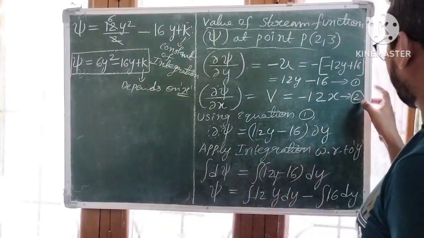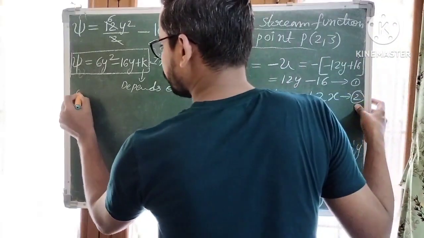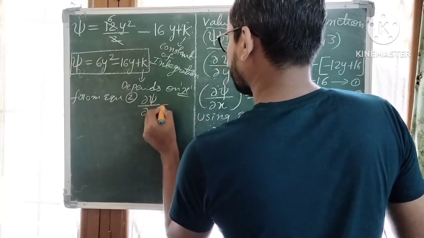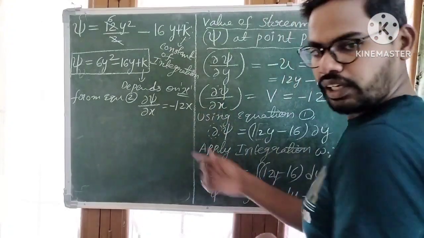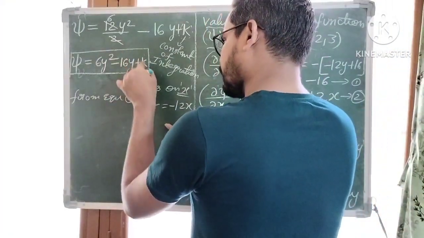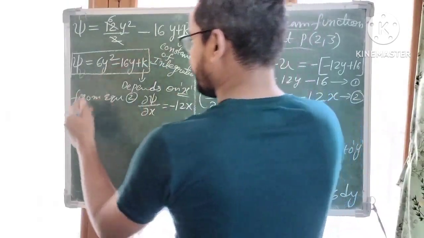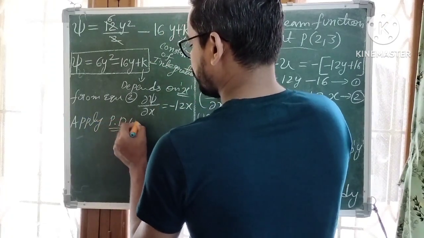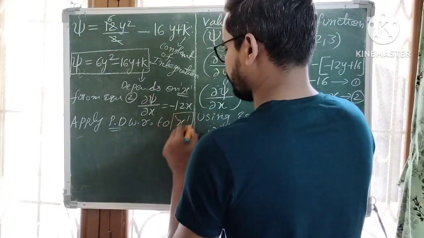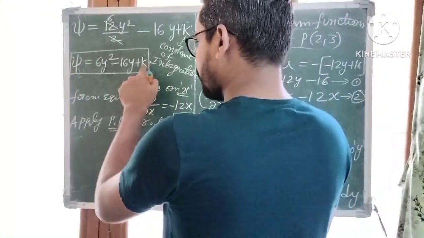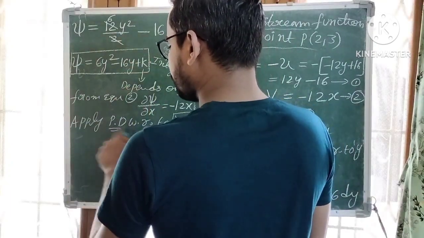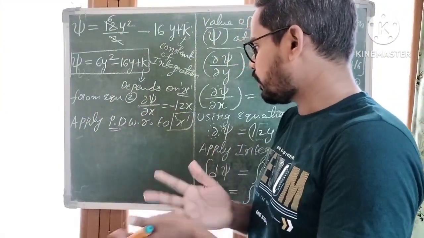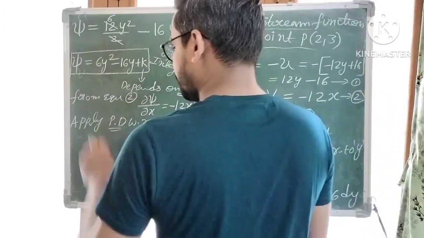So anyhow, here we have one more equation, equation number 2. From equation 2, dou psi by dou x is equal to minus 12x. Since k is a function of x, apply partial differentiation with respect to x. Because k depends upon x, we do differentiation with respect to x, and then only we get dou psi by dou x.